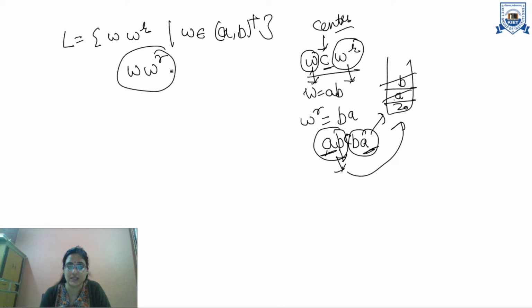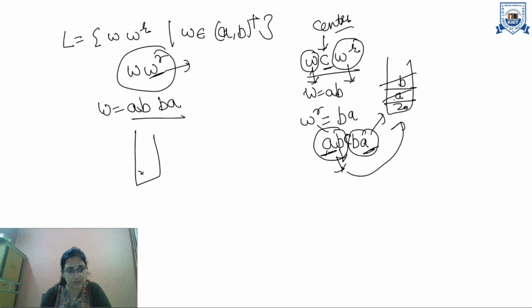Now, in this example, in this language, we have the language W W^R. That means we don't have any center here. Suppose let's take an example. Again, I'm going to take the string W equal to AB, W^R equal to BA. Now here we don't know when we have to push the elements and when we have to pop the elements, because we don't have any center element. If I perform the strategy of the previous example, then whenever the stack is empty, first of all we have to put the initial symbol of the stack.